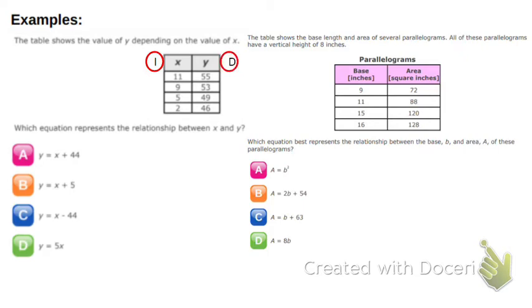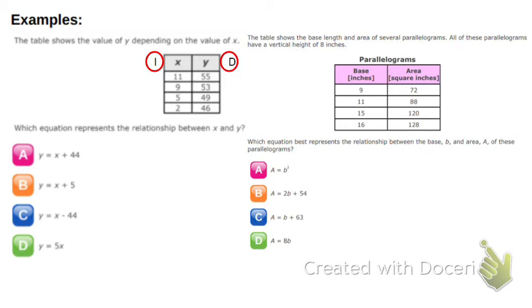The next thing we need to do is find the rule. What is happening in each row between x and y? So what happened between 11 and 55? I know that I can multiply 11 times 5 to get to 55, but if I go down to 9 and 53, I know that 9 times 5 will not work to give me 53. So I'd have to find the additive relationship.